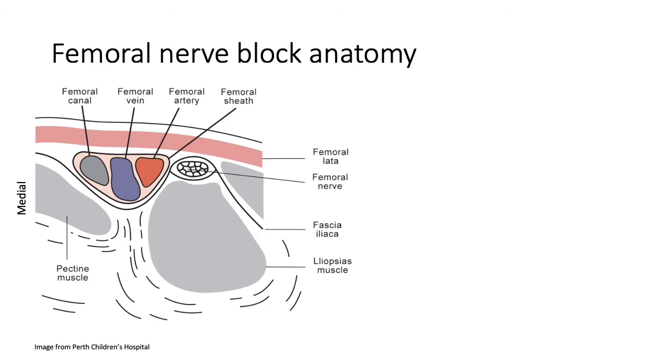This diagram also shows muscles that you will see during this nerve block. The pectineus muscle is on the medial side, and the iliopsoas is on the lateral side below the femoral nerve. There's also two layers of fascia that I want to direct your attention to. There's the fascia lata on top, and then the fascia iliaca. The femoral nerve lies below the fascia iliaca.